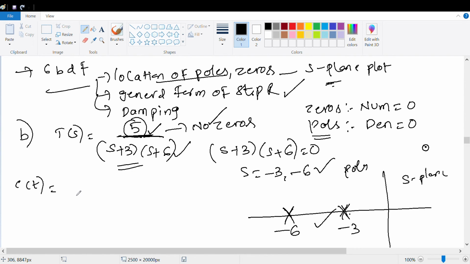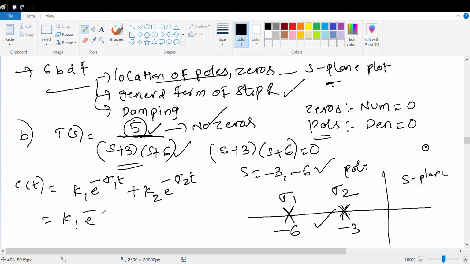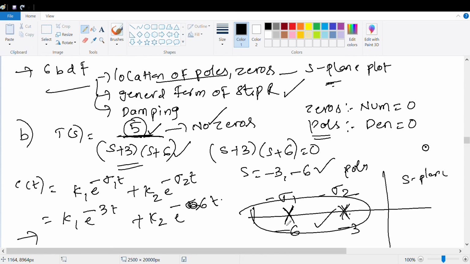For overdamped, it is k1 e power minus sigma 1 t plus k2 e power minus sigma 2 t, where sigma 1 and sigma 2 are these. Therefore, k1 e power minus 3t plus k2 e power minus 6t. We already know the damping: if the roots are like this, we can say it is overdamped.